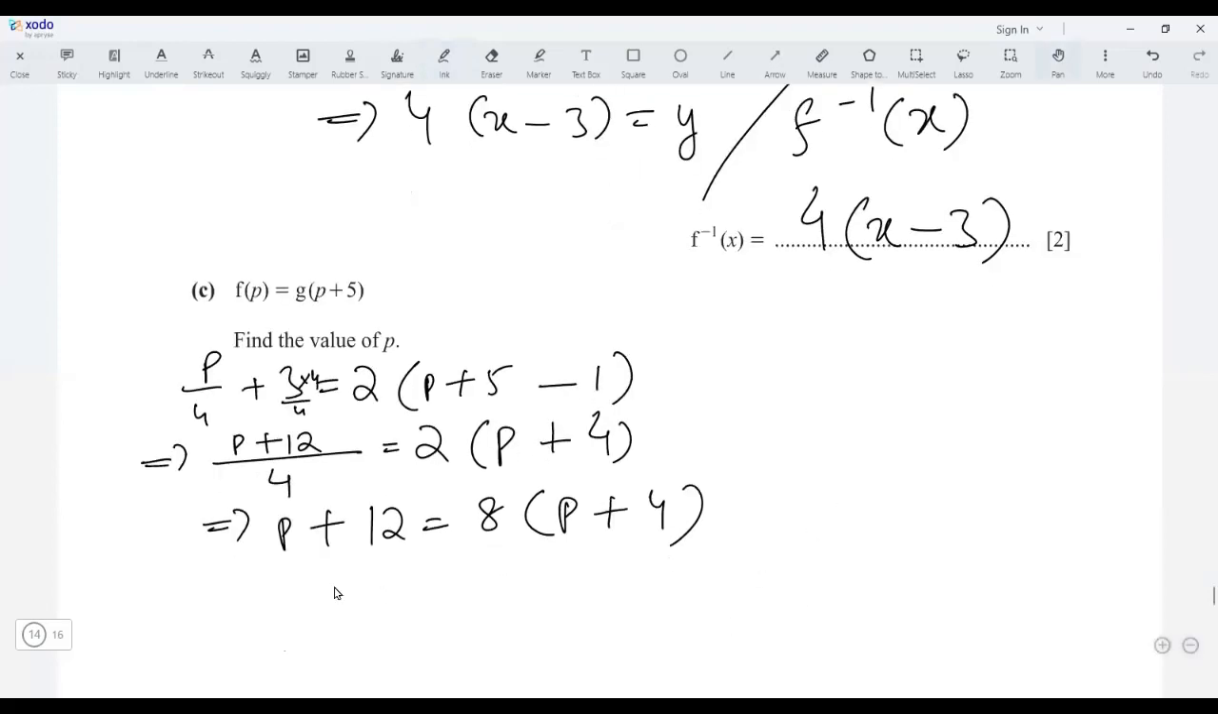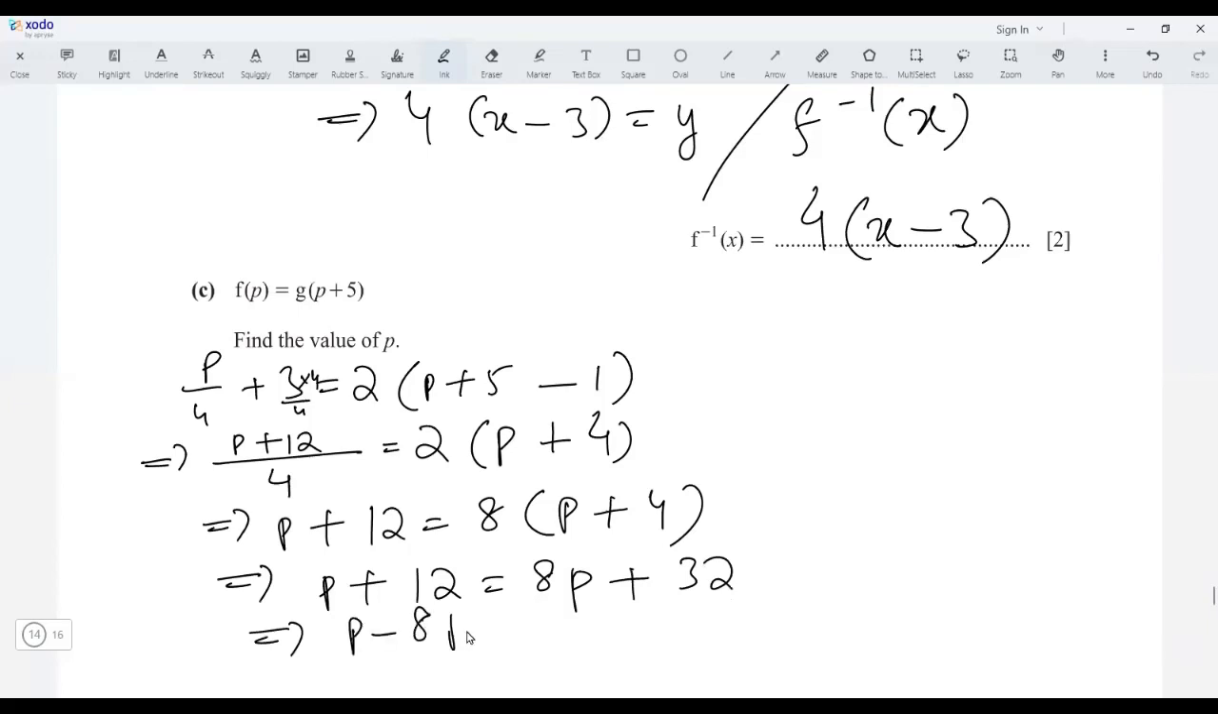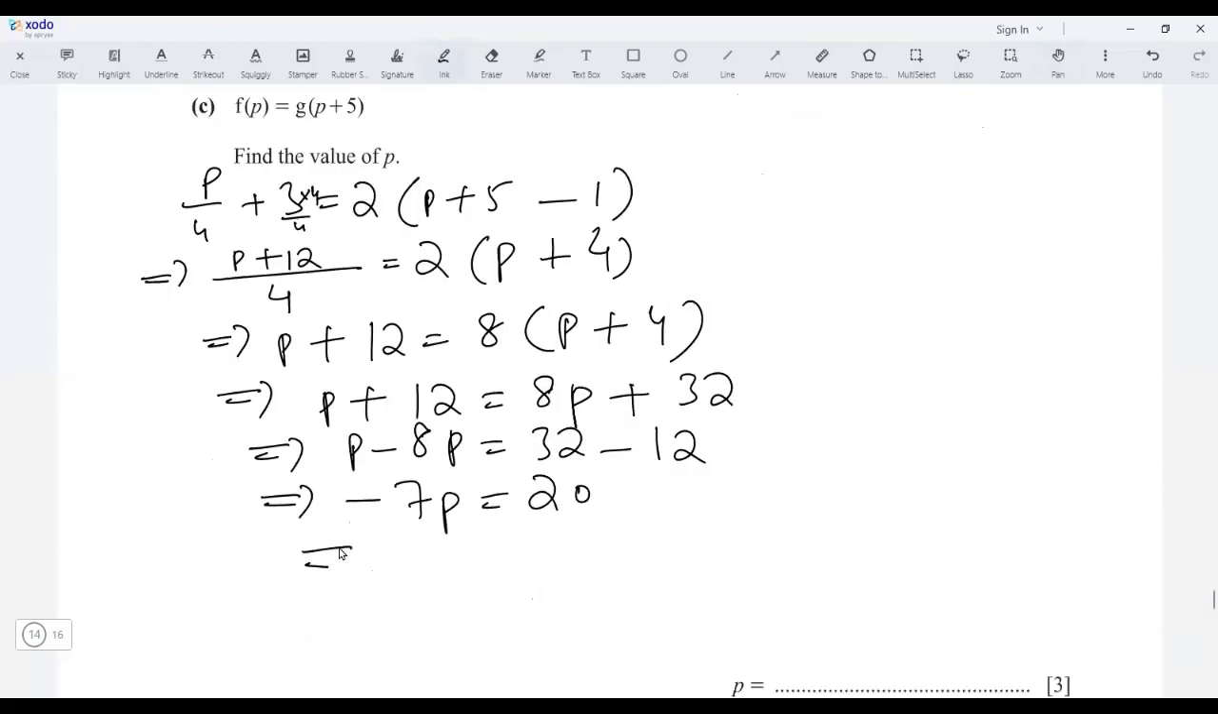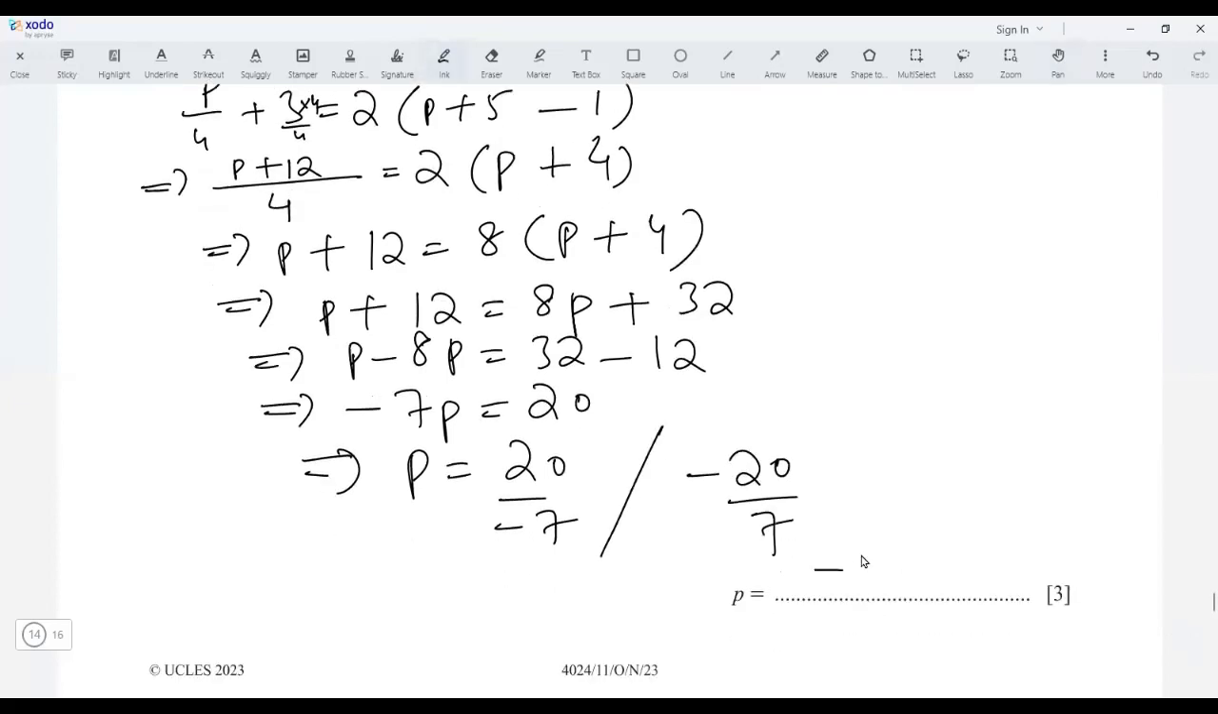Now open the brackets on the right hand side. So it becomes p plus 12 equals 8p plus 32, since 8 times 4 is 32. Now bring the p's onto one side. So p minus 8p, and 32 minus 12. p minus 8p results in negative 7p, and 32 minus 12 results in 20. Then negative 7 is to be divided onto the other side in order to solve for p. We have to find the value of p. So 20 over negative 7 is the same as minus 20 over 7. So this is the answer for p.